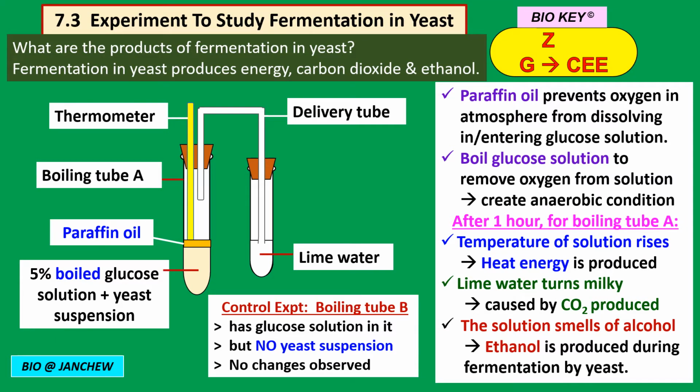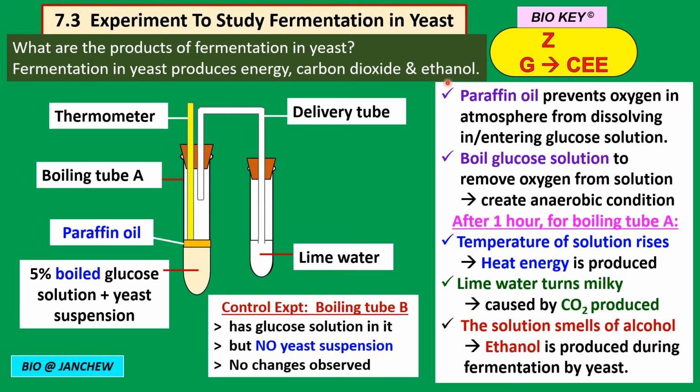First of all, let's discuss an interesting experiment to study fermentation in yeast. This is experiment 7.3 in the textbook. Now, our problem statement is, what are the products of fermentation in yeast? And the hypothesis which answers this problem statement is, fermentation in yeast produces energy, carbon dioxide, and ethanol.